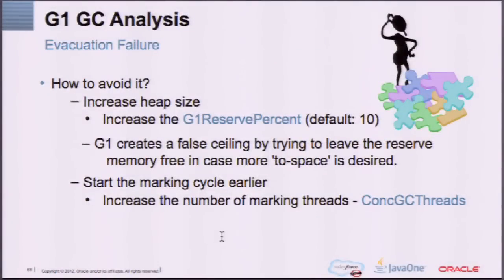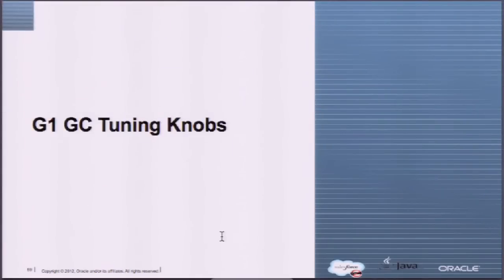How do you avoid it? Increase the heap. We have something called the G1 reserve percent, which defaults to 10. Basically, it's the reserve memory in case you need more to-space. So if you have an evacuation failure because of to-space overflow or whatever, try to increase that. Start the marking cycle early. Increase the number of marking threads. You can use something called concurrent GC threads to increase the number of marking threads. All right, moving to tuning knobs.